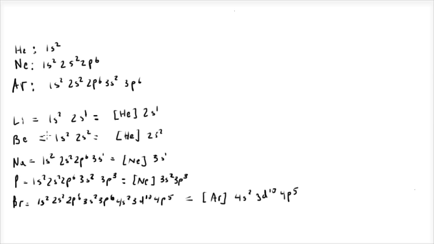Now, any other atom we can write in a shorthand. Look at sodium, for example. Sodium has the electron configuration identical to neon, plus a 3s1 at the end. So all we do is put brackets around neon and say, okay, it's like neon and a 3s1. It just saves time. For phosphorus, it's basically neon, plus 3s2, 3p3. Again, it's just shorthand. Bromine, it's basically argon, plus 4s2, 3d10, 4p5. This is just a way to write it more quickly.